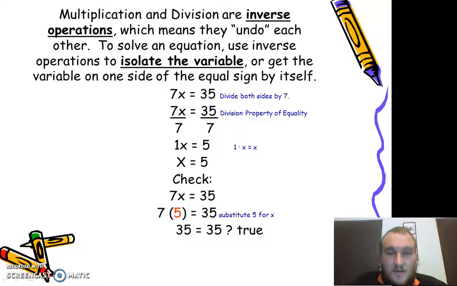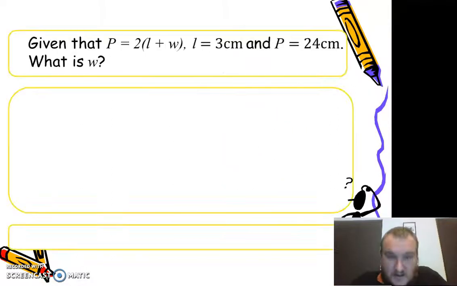Anyway, looking at the inverse thing, multiplication and division are inverse operations. They undo each other. So 7 times x is 35. So if we divide by 7, we get what x is equal to. Again, you can substitute that in. So we've got x equals 5. 7 times 5 is 35. 35 equals 35. So it's true. And the same thing happened.